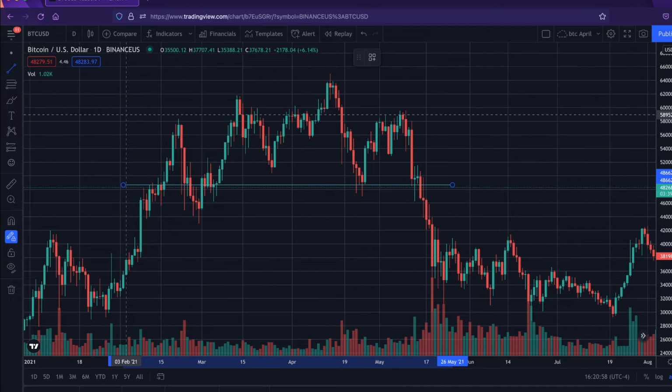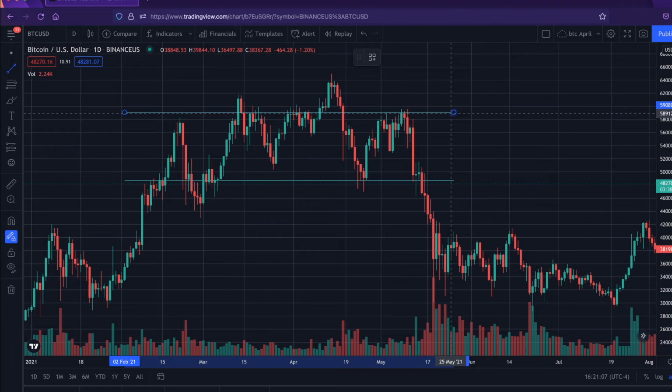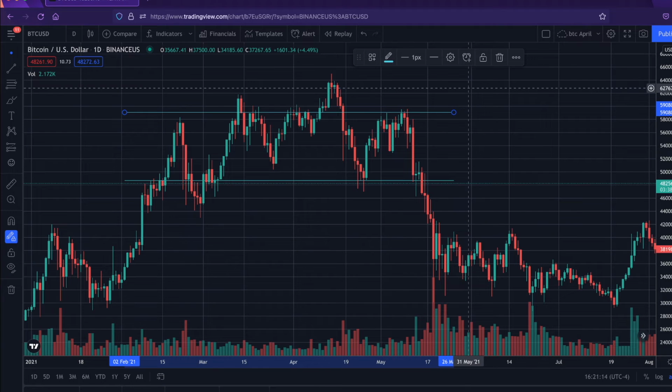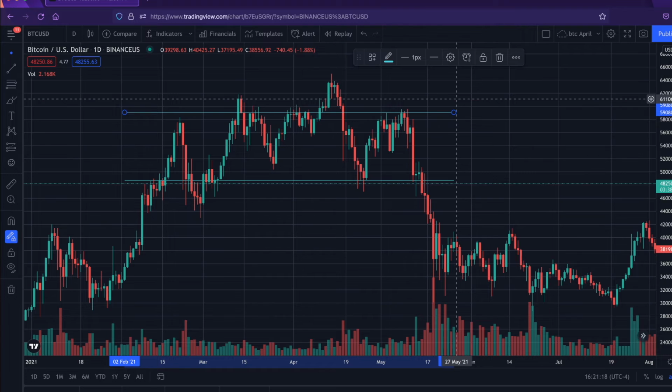Now what else we're going to do, we're going to draw a resistance line. I would draw a resistance line somewhere around here. And a lot of times you don't necessarily want to draw singular lines. You want to have entire areas of support and resistance. But this is just a basic level of knowledge on what support and resistance is and how you can draw the lines and how you can use that to trade the markets.